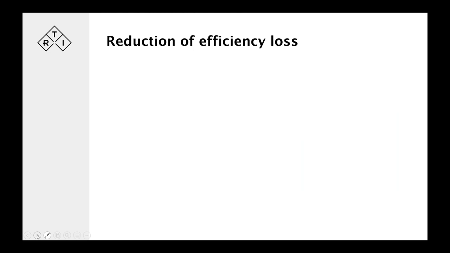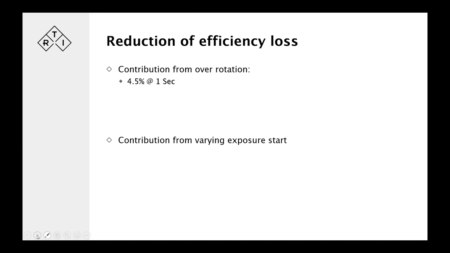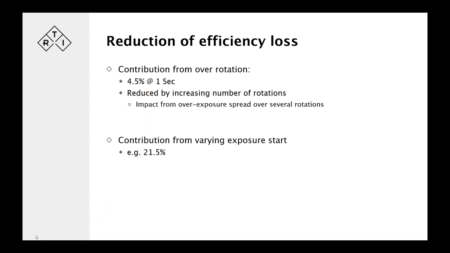So how does that affect the efficiency? Well, we reduce that by the 4.5 seconds. Of course, we can work with that. Variations of the exposure start, well, it doesn't really compute. For the 4.5 seconds of over rotation, if there is one, if we increase the number of rotations, we only have 1 contribution at the beginning of the scan for each scan. So if we make several rotations, that will of course then reduce that contribution.